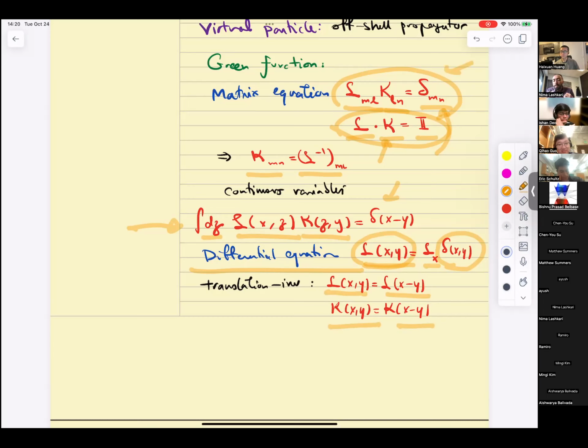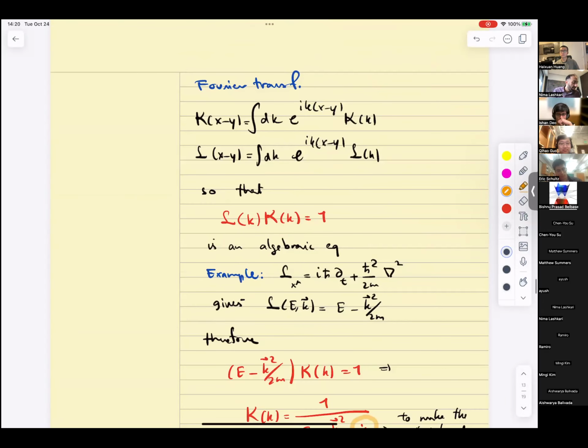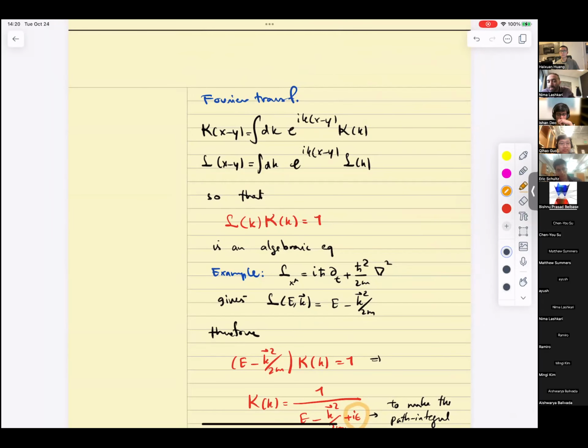When you find Green's functions, what you are doing is first discretizing your differential equation. Your Green's equation is basically some matrix multiplied by some other matrix is equal to identity. You'll have to invert that and treat the variables as continuous. As usual, Fourier transform is the way to go. So you Fourier transform K of x minus y and L of x minus y, so that in Fourier space, you literally have L of k times K of k is equal to 1.